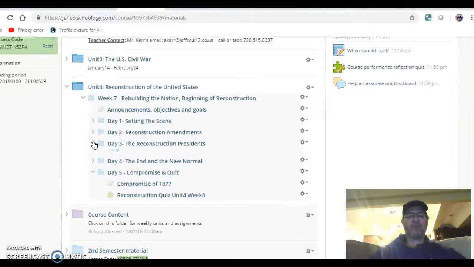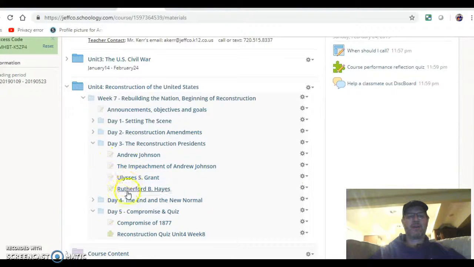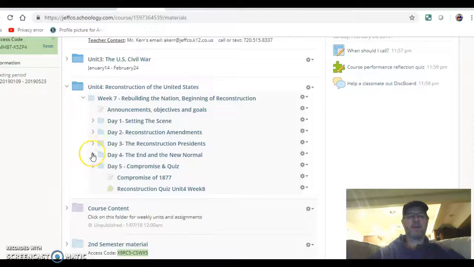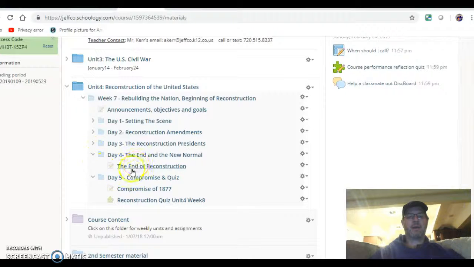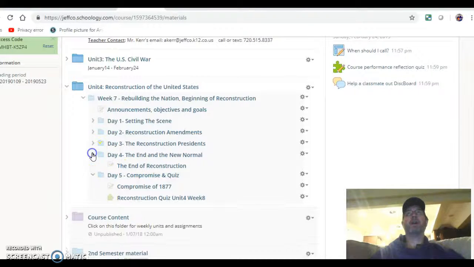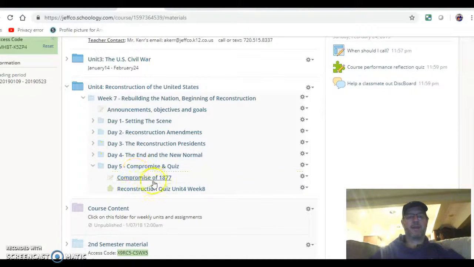So go over those. Day 3, the Reconstruction Presidents. Talk about what we consider the 3 Reconstruction presidents, as well as the impeachment of President Andrew Johnson. Day 4, talk about the end of Reconstruction, and then day 5, so Thursday, Friday, I'll open up the quiz again that you can go back through.